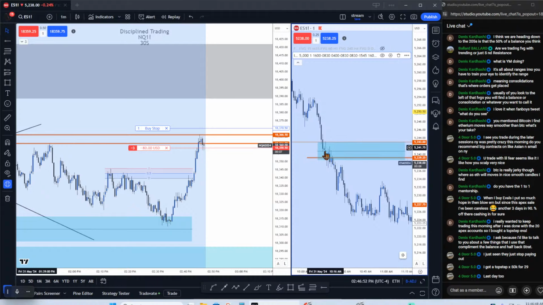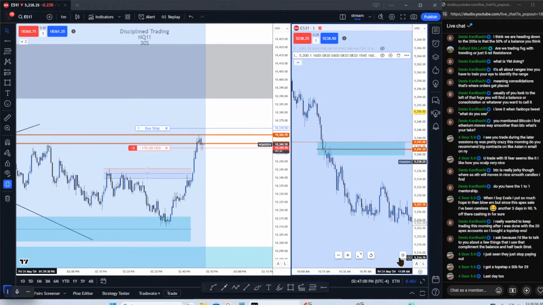So kind of weird. I think it's this doji right here. Let's see. That's the only one that makes sense to me.